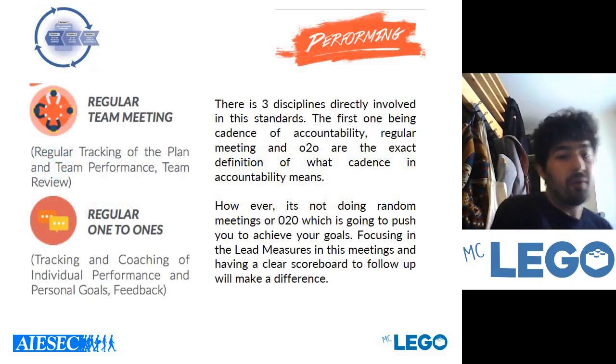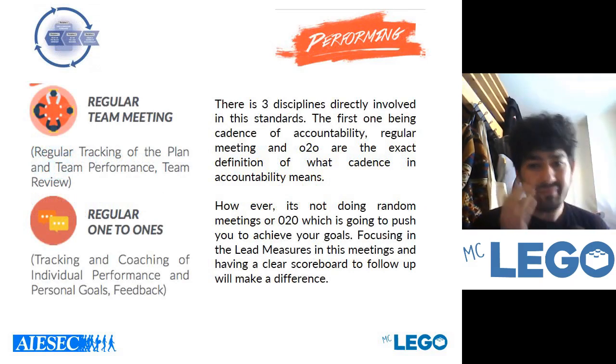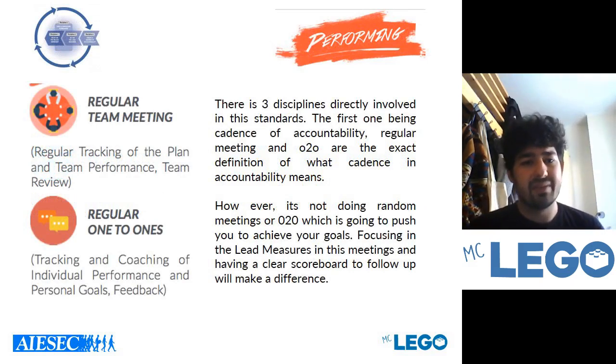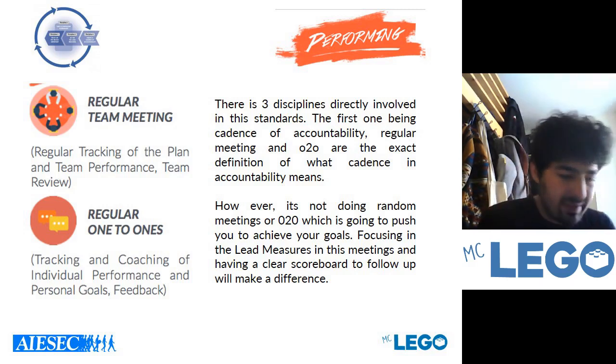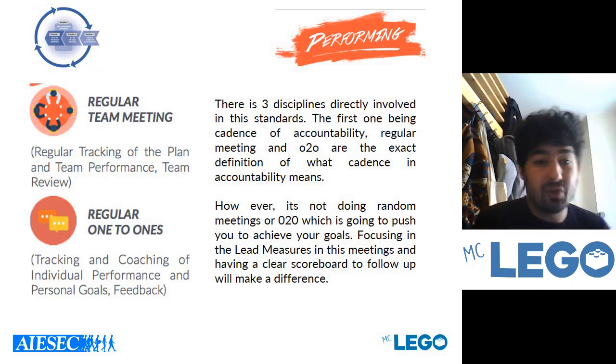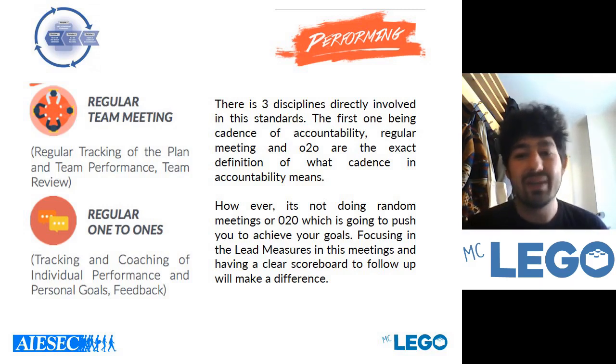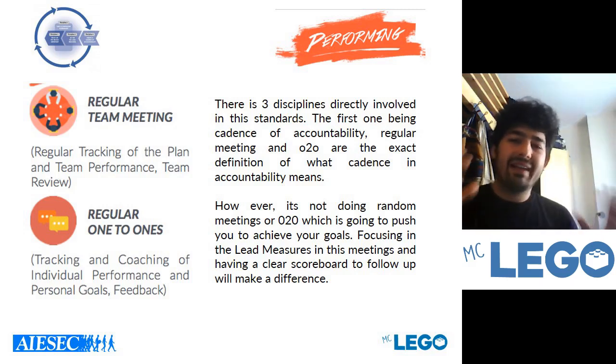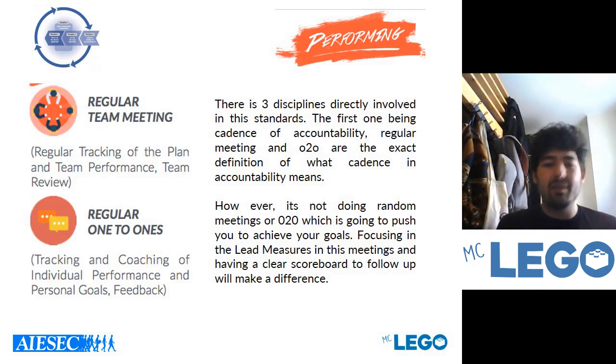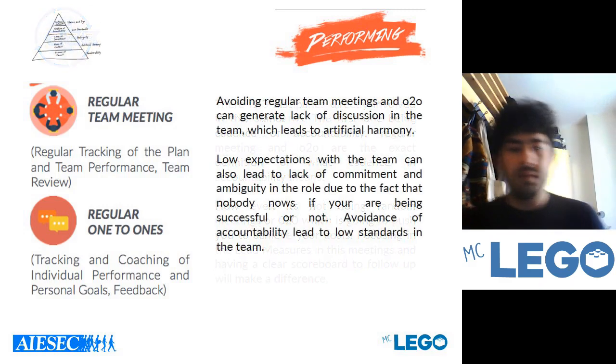Moving to the performing stage, here it is a lot about the four disciplines of execution. There are three disciplines that are directly involved in the performing phase, and these are disciplines 2, 3, and 4. It's about having a clear set of measures that you're acting upon, having a scoreboard, so regularly checking how the team is going, and making sure that you have the cadence of accountability. Cadence of accountability means having regular team meetings and regular one-to-ones, making sure that you're having commitments of each individual in each meeting, and that you're following up on that.